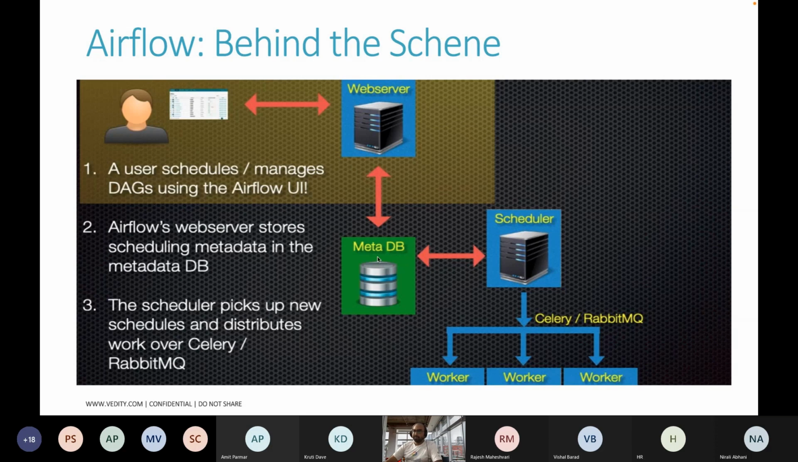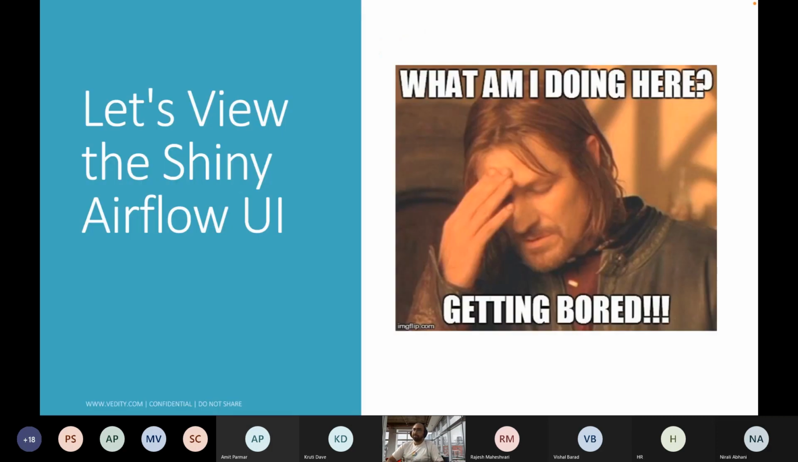Second thing is metadata. I already talked about it: you can consider SQLite or PostgreSQL, which is going to store each and everything about your DAGs, cycles, runs, retries, all these things. The scheduler is responsible for distribution of tasks over the different workers. It is also responsible for meeting the SLA, and for running a particular task when the interval arrives.